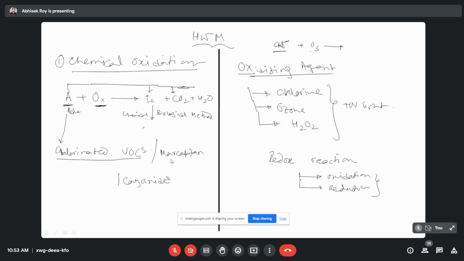Otherwise, we have to use this oxidizing agent in very large quantity. Okay, now if other waste or other organic compounds are present in large quantity, what will be the problem? First problem is that you need an excessive amount of the oxidizing agent, right? So a huge quantity of the oxidizing agent is required.